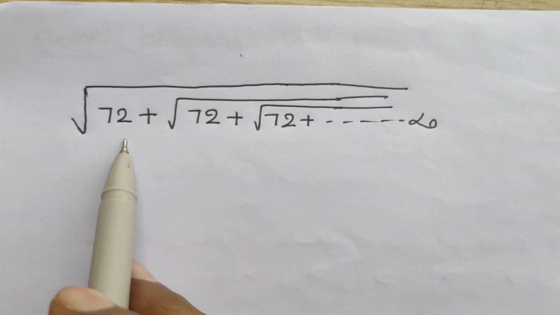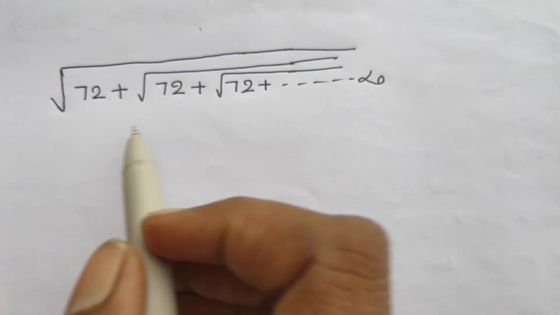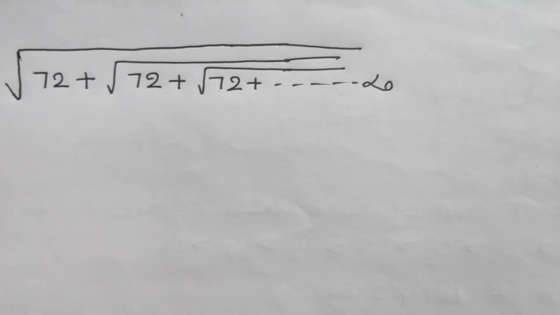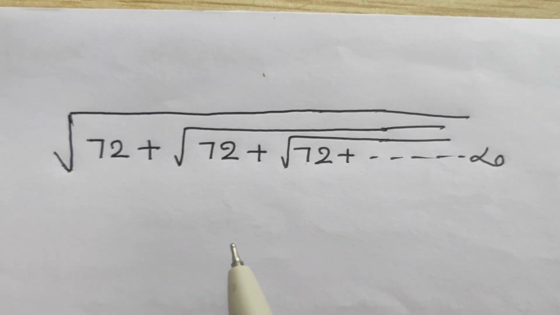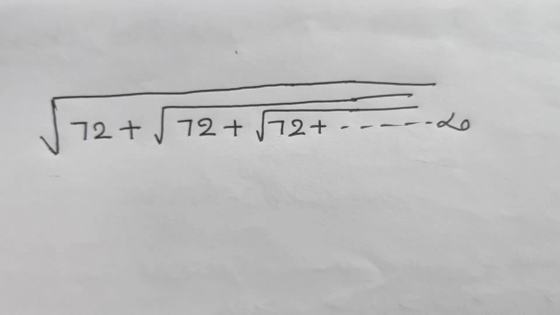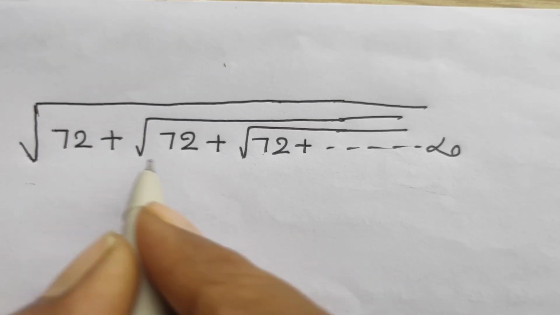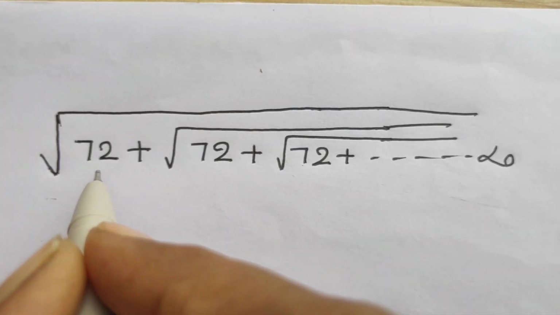Square root of 72 plus square root of 72 plus square root of 72 and so on to infinity. Find this value. These problems are like RRB and banking exam arithmetic problems, easy to solve in 1 or 2 seconds.